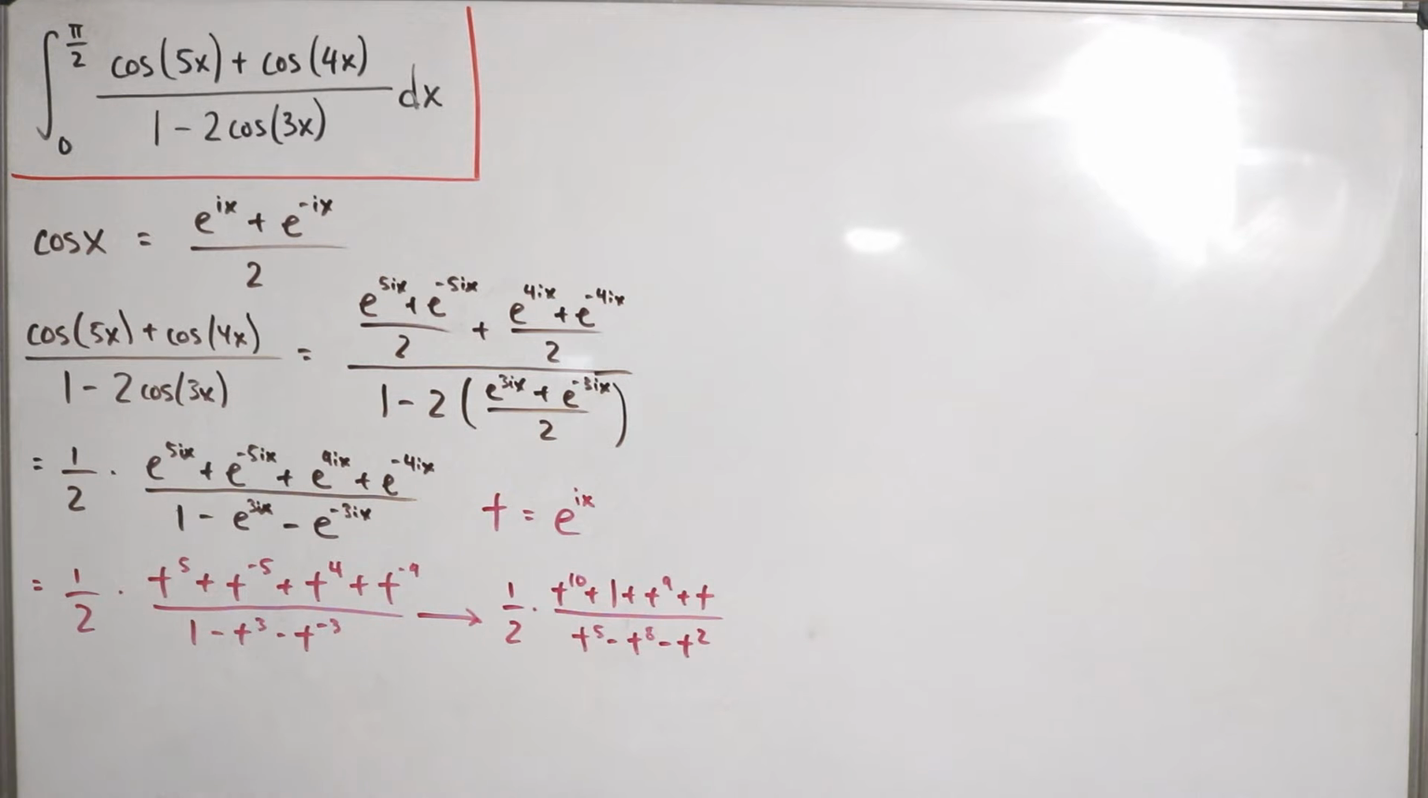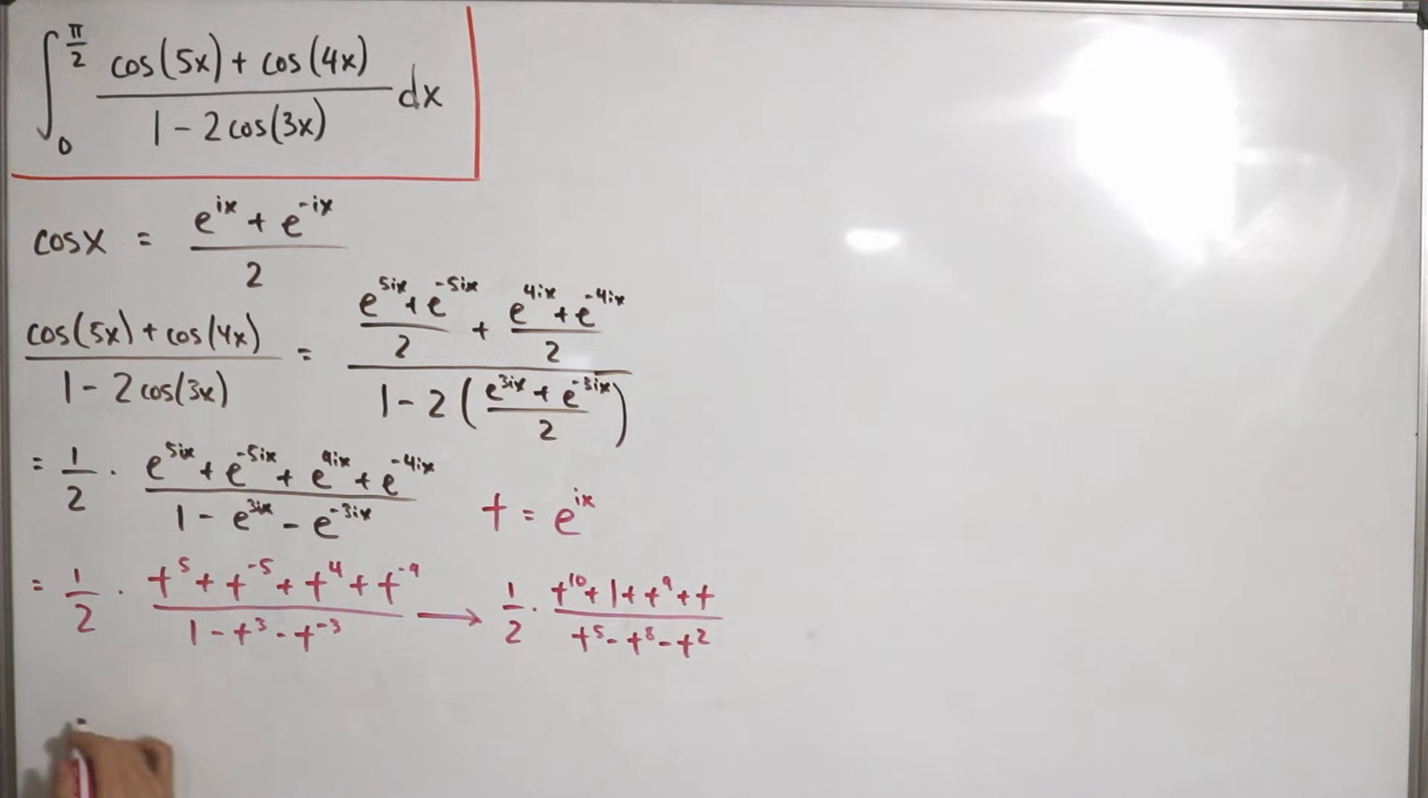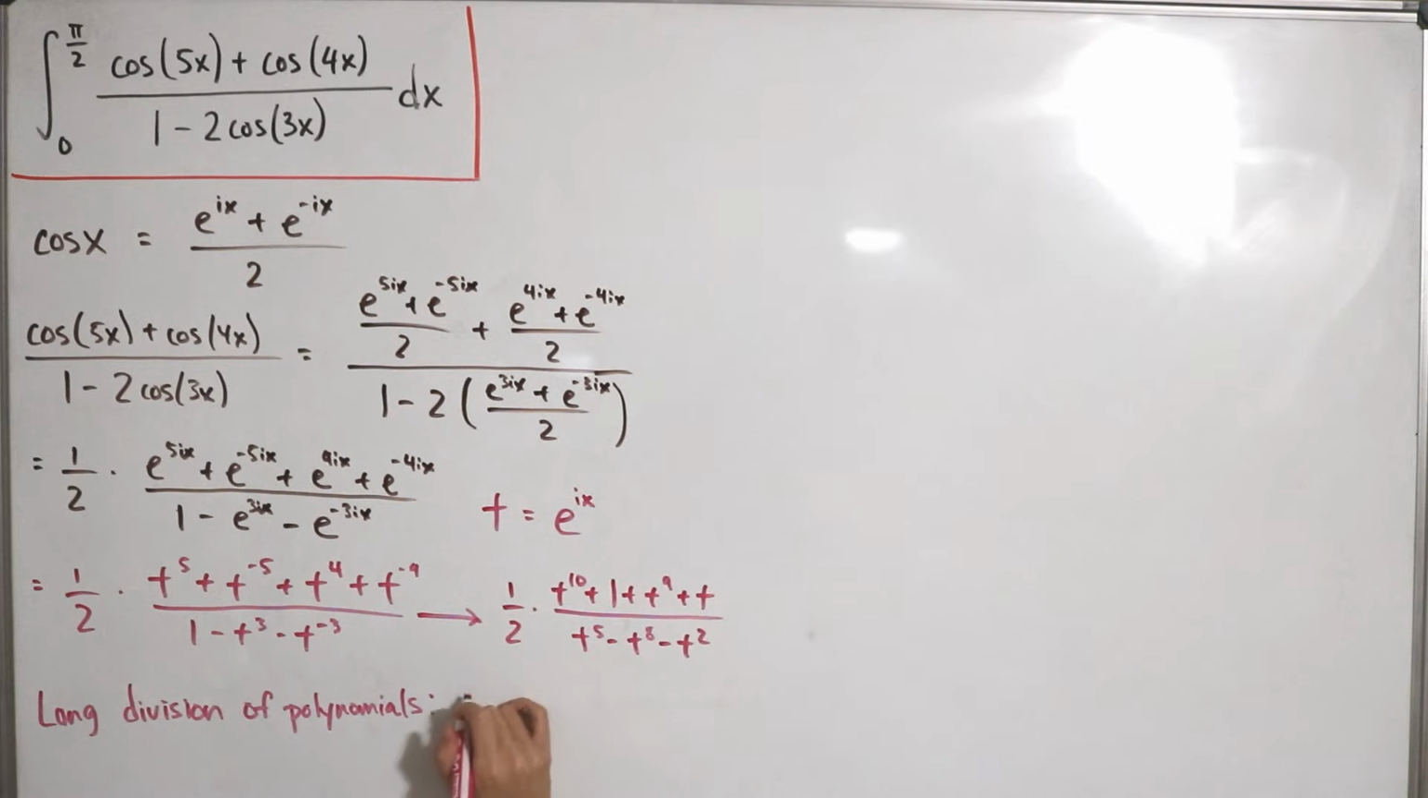What I'm going to do here is disregard the 1/2 for a bit, and rearrange our terms so that they start with the leading, highest degree and go downwards. From here, I'm going to write long division of polynomials. We'll do the following division: t to the power 10, plus t to the power 9, plus t, plus 1, all divided by negative t to the power 8, plus t to the power 5, and then subtract t squared.